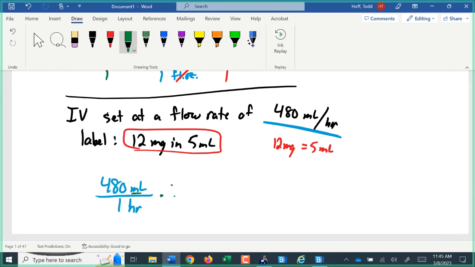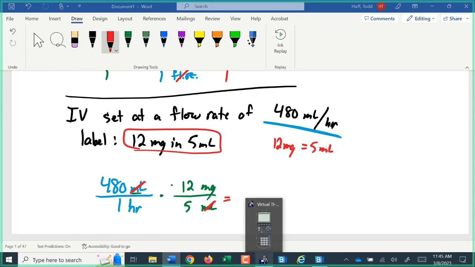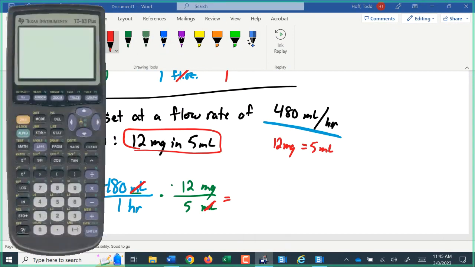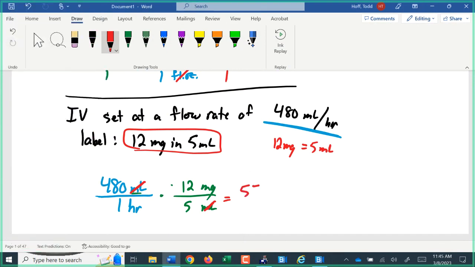So we want to get rid of the milliliters, so I'm going to put milliliters on bottom. And I want to go to milligrams. 12 milligrams is 5 milliliters. And the milliliters cross cancel out. We have 480 times 12 milligrams. I believe that's 5670, but I'm going to double check that. 5760, thank you. Milligrams over 1 hour times 5 is 5 hours.